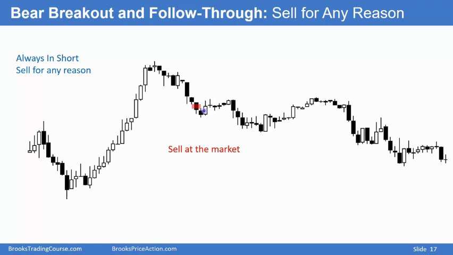Traders will sell the market. They'll sell above bars. They'll sell bull and bear closes. They'll sell bear closes because it's a bear trend. They'll also sell bull closes because they bet the bull reversal attempts will fail.